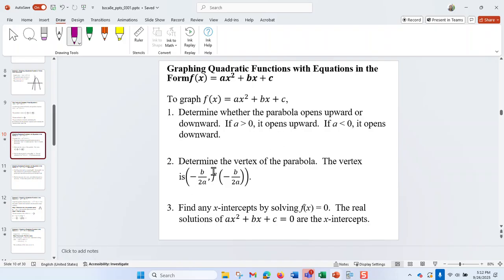You can just use h here. This whole thing will be your h and k. Your h here will be negative b over 2a. And then you find this one, this is your vertex x, right? And how do you find the vertex y or k? You just plug this x value into the function to find it, and that's it.